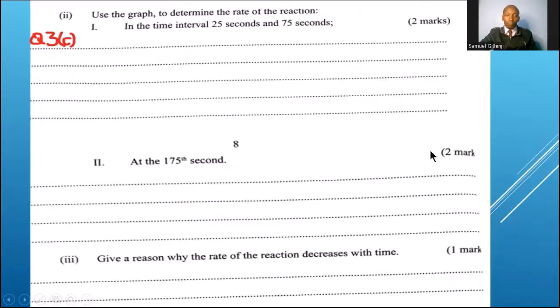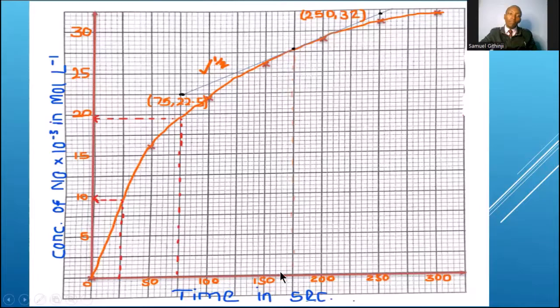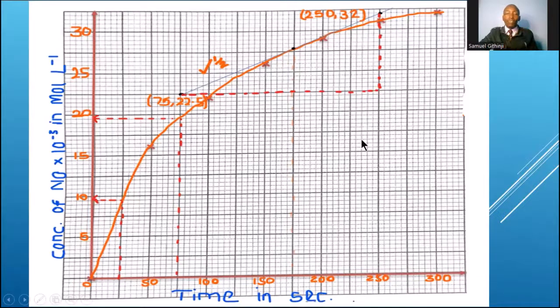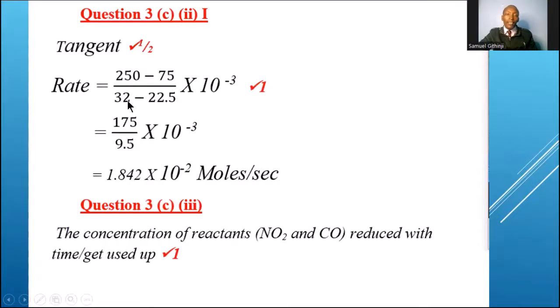At 175 seconds, come over here. Select the point and draw a tangent. Without the tangent, no mark. So first of all, draw the tangent. The examiner marking the paper must see the tangent. Once you have the tangent touching just a point on that curve at 175 seconds, then we can proceed. After drawing the tangent, get any two coordinates along the tangent, find the gradient, work out the gradient of that line. As you can see there, according to mine, I had 32 and 250 seconds, 22.5 and 75. Then you work out the gradient as I've shown you there.